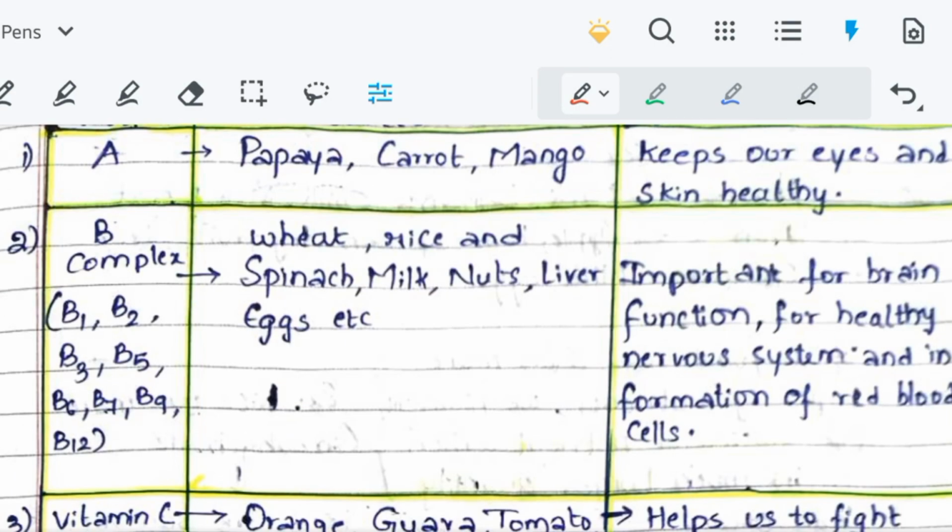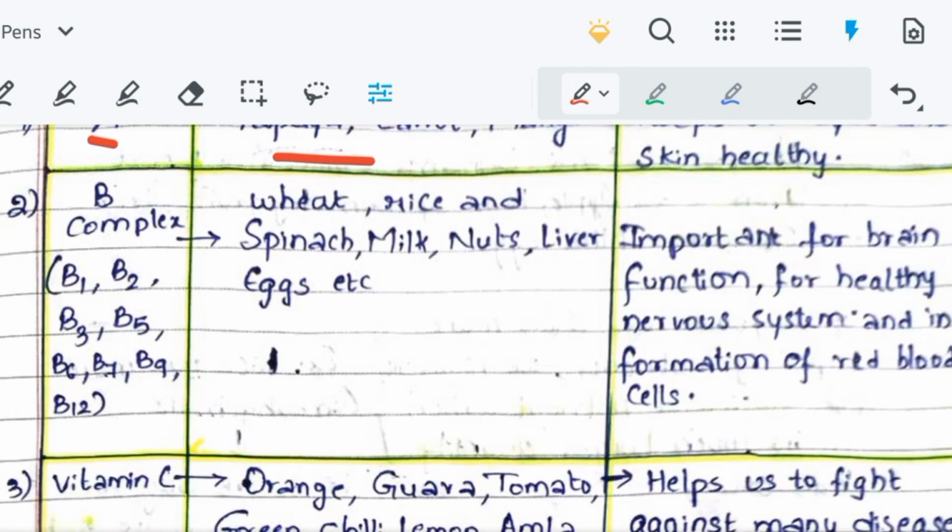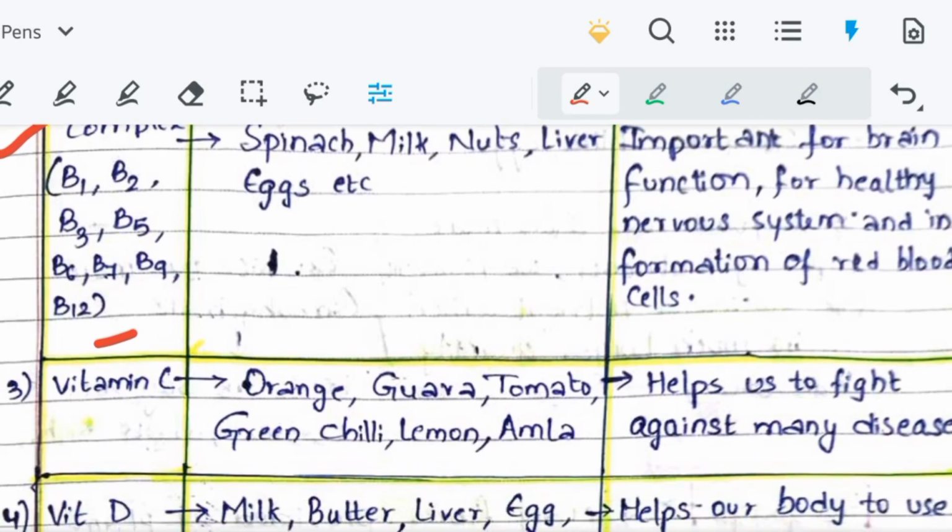Let us talk about a few. Okay, vitamin A, we get it from papaya, carrot, mango, and all the kinds of orange and yellow fruits. It's very important for your vision and skin health. Now, vitamin B is a complex of vitamins which includes B1, B2, B3, B5, B7, B9, B6, B12, and you'll study about each of them in your higher sections. They're very important for the nervous system function, brain function, and the formation of red blood cells. You get them from the leafy vegetables, cereals, and milk products.